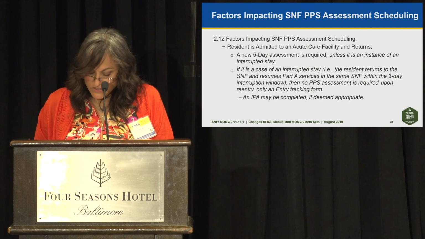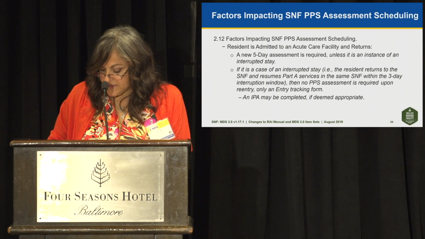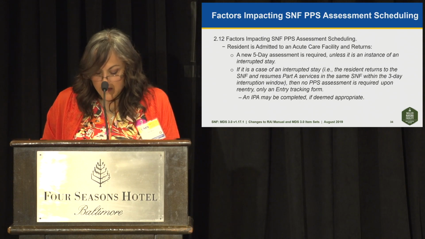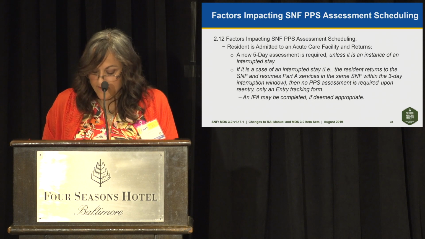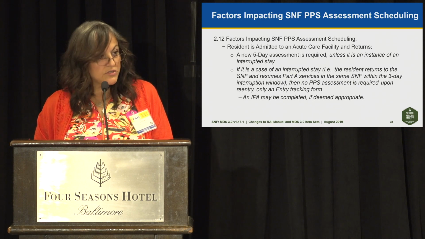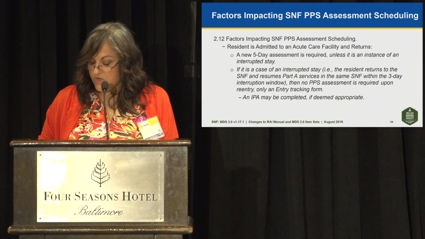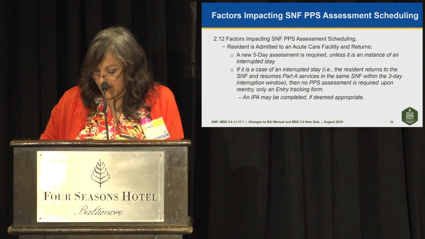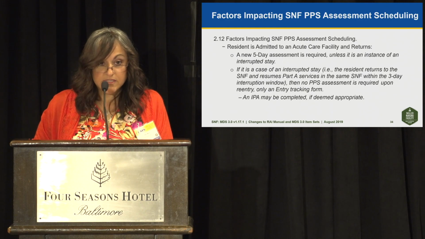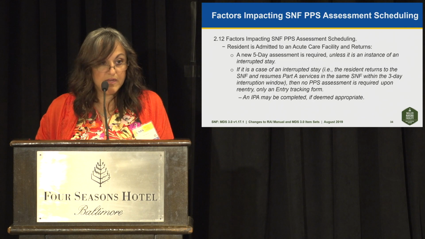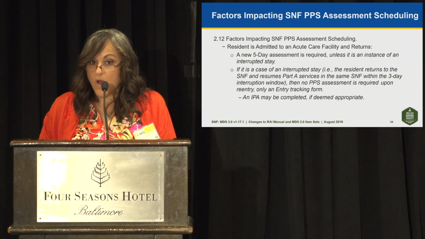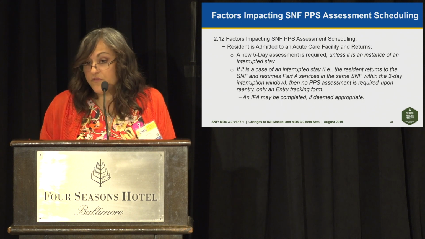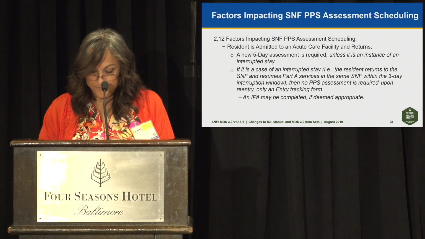In this portion of Section 2.12 that you see on the slide, the interrupted stay has been added to when a resident is admitted to an acute care facility and returns. If a resident under a Medicare Part A stay is admitted to an acute care facility and returns to resume a SNF Part A stay, we know that a new 5-day is usually required. But we just learned that in an interrupted stay, as long as a resident returns to the same SNF and resumes Part A services within a 3-day interruption window, no 5-day is going to be required on that reentry, only an entry tracking form. Again, a provider could complete an IPA if they so desired.